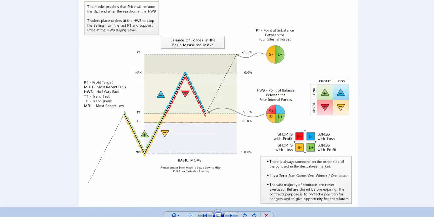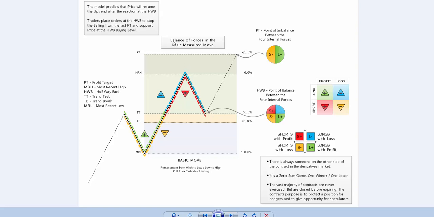We're going to drill down a little bit further here into what happens inside of a basic move, what happens inside of an extension. The model predicts that the price will continue an uptrend until or after a reaction of a halfway back short. Traders place orders at the halfway back to stop the selling from the last profit target, and support price at the halfway back buying level.